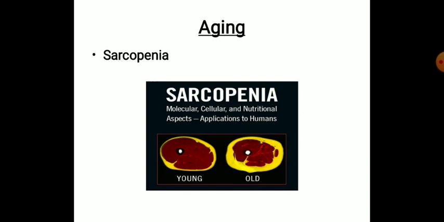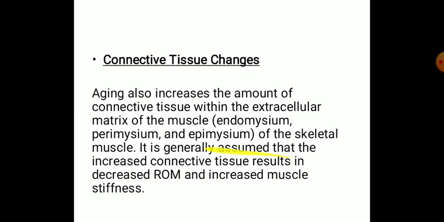If it is replaced by fat cells, automatically our normal muscle shape will be lost, it will be filled with fat. So that's what is called sarcopenia. As age advances, there can be a high chance of replacing these muscular structures with some fatty or other substances. Whenever that kind of change is happening, we call it sarcopenic changes in old age. Next is connective tissue changes.